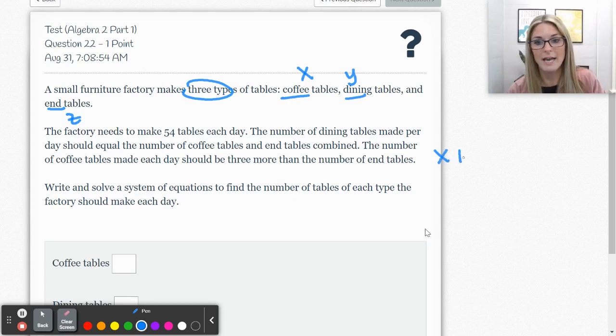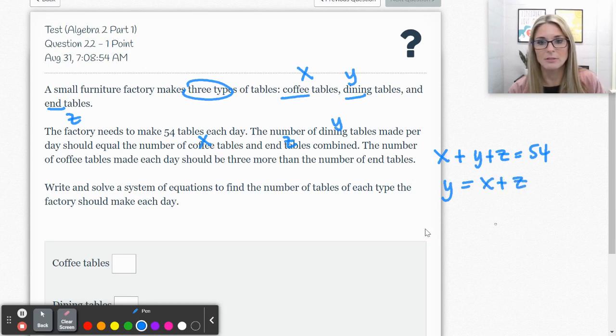You mean like add up all my tables and each day it needs to be 54? The number of dining tables, what did I call that? Y, per day should equal the number of coffee tables, that was X, and end tables combined. Okay, so Y needs to equal coffee tables and end tables combined. The number of coffee tables made each day should be 3 more than the number of end tables. What was end tables? Z. So coffee tables needs to be equal to the number of end tables plus 3.